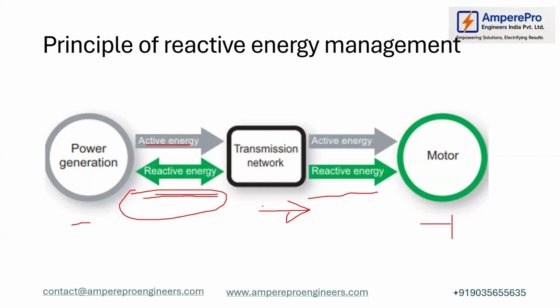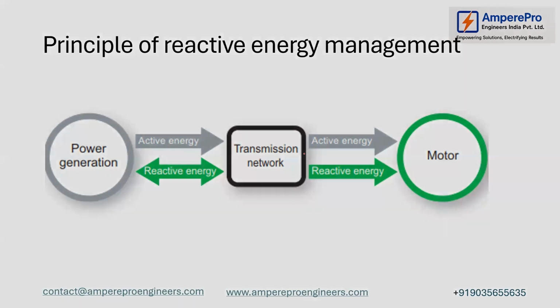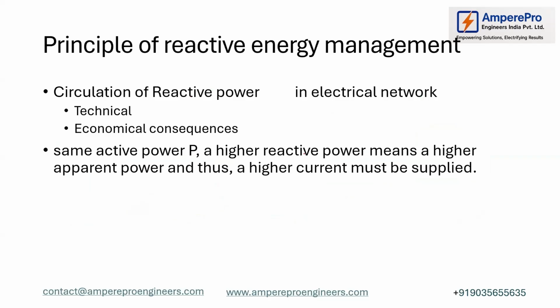So with this itself, we can say that reactive power is taken from the grid itself. Because of this reactive power, equipment is oversized. That is why utilities put a penalty on it. That is one thing. Let's try to see what the consequences are.